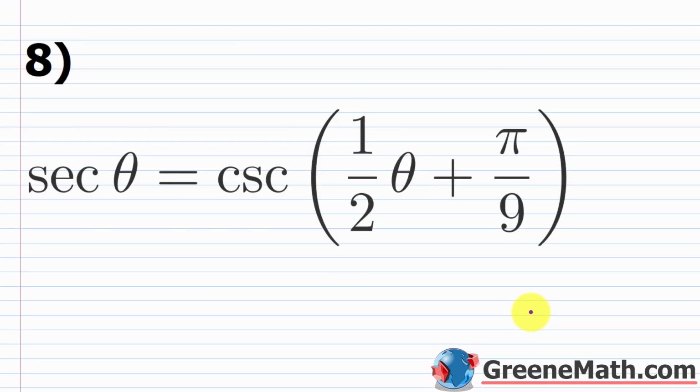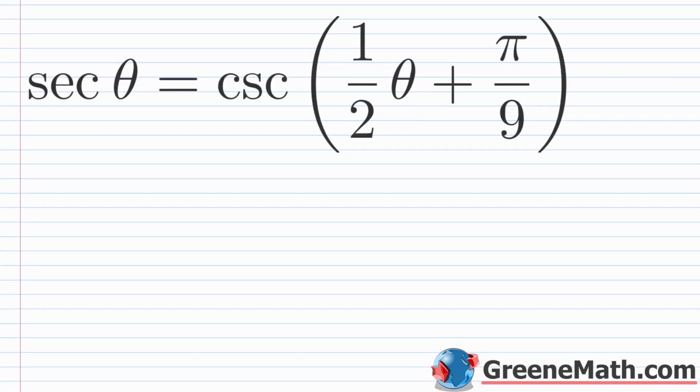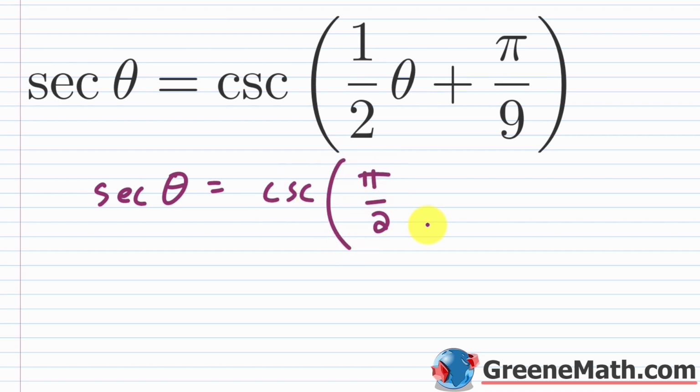Okay, for problem 8, now we have the secant of theta is equal to the cosecant of 1/2 times theta plus pi over 9. So for this one, we're going to use the same strategy as the last one. Now this is in terms of radians, so let me say that secant and cosecant are cofunctions. So the secant of theta is equal to the cosecant of, instead of 90 degrees, I'll just say pi over 2, because we're working with radians, minus whatever theta is. And let me make the parentheses a little bit bigger there.